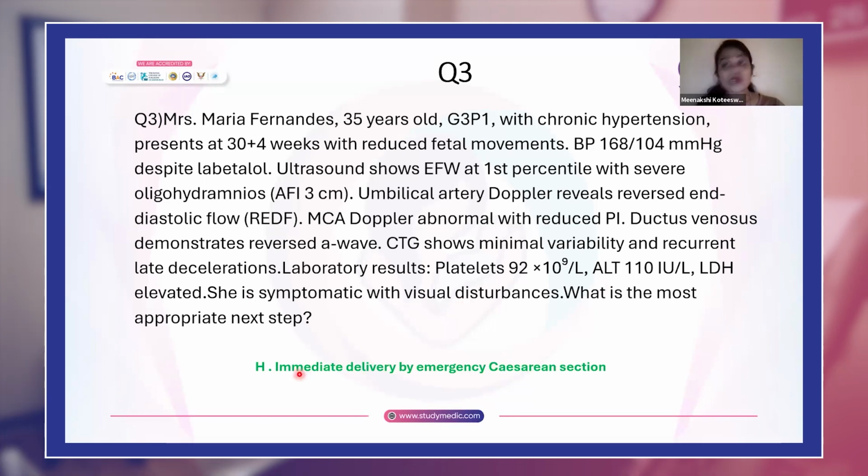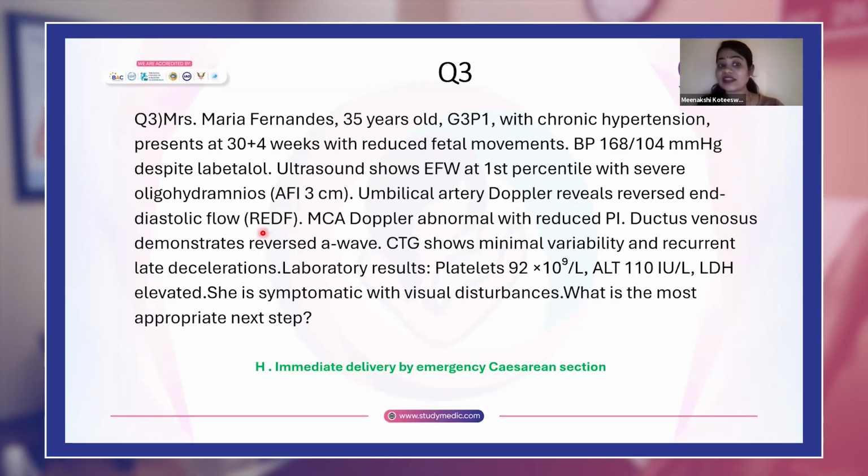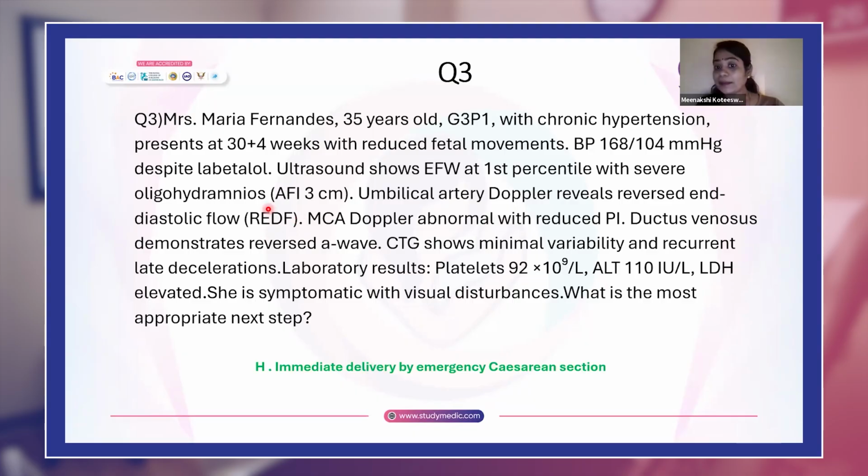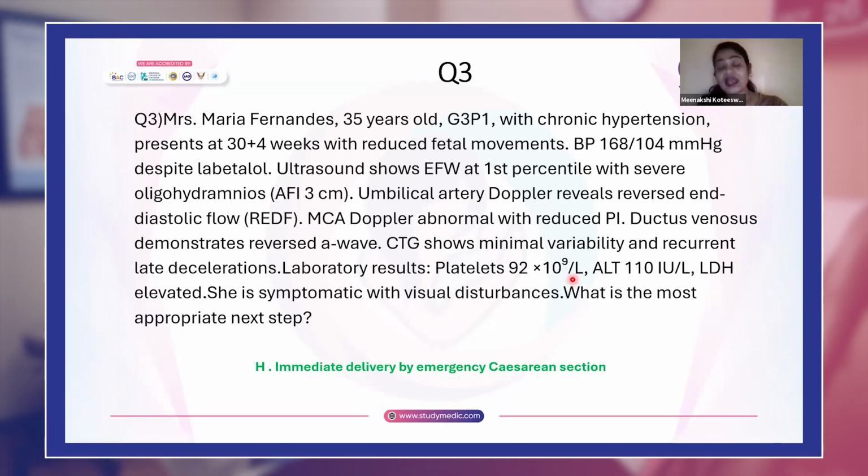And there is no two ways about it. Definitely, you will have to deliver her because you know that there are abnormal Dopplers, the blood pressure is also very, very high, and antihypertensives are given. Platelets are also falling, which is indicative of HELLP. And there is FGR.